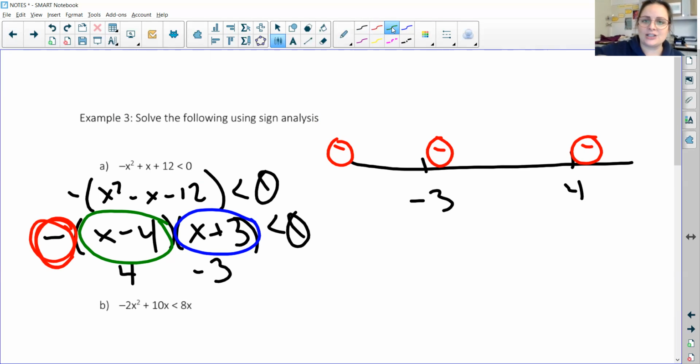But now let's look at just that green factor, the one I highlighted in green, x minus 4. So we're looking at this point here, which is kind of messy, but there's the 4. If x is more than 4, it's going to be positive. If it's less than 4, overall, that factor in green is going to be negative.